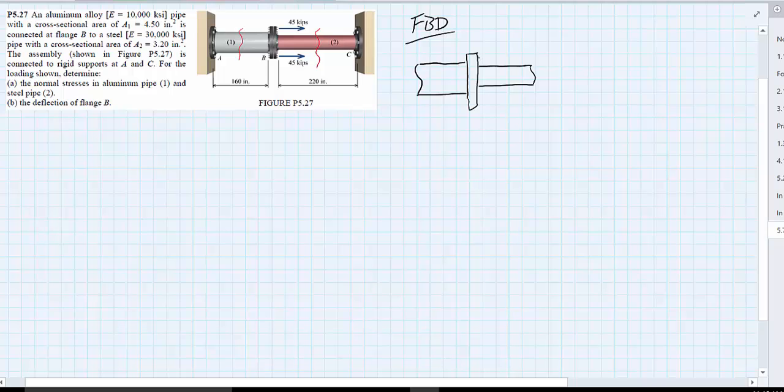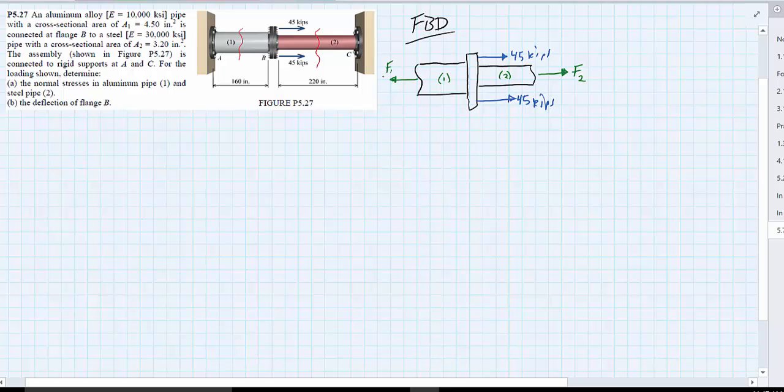We have our 45 kips on each side. And then we have reaction forces. So we have right here, because this is on member 2 and this is pipe 2 and pipe 1, I'll call this F2, and we'll call this F1.